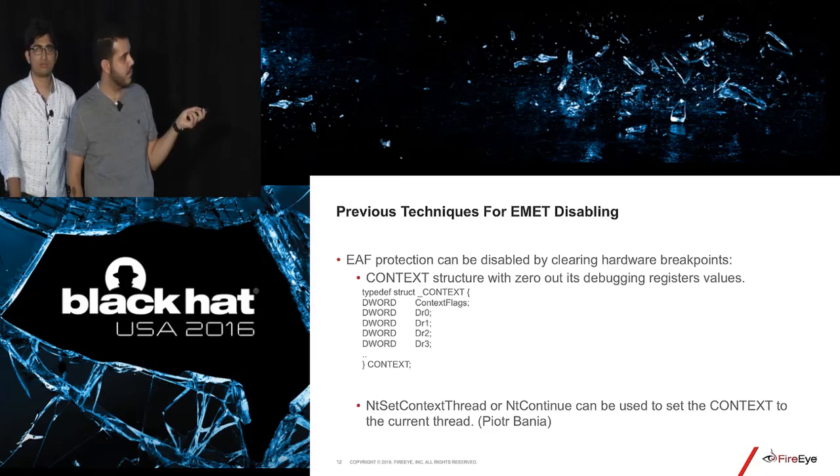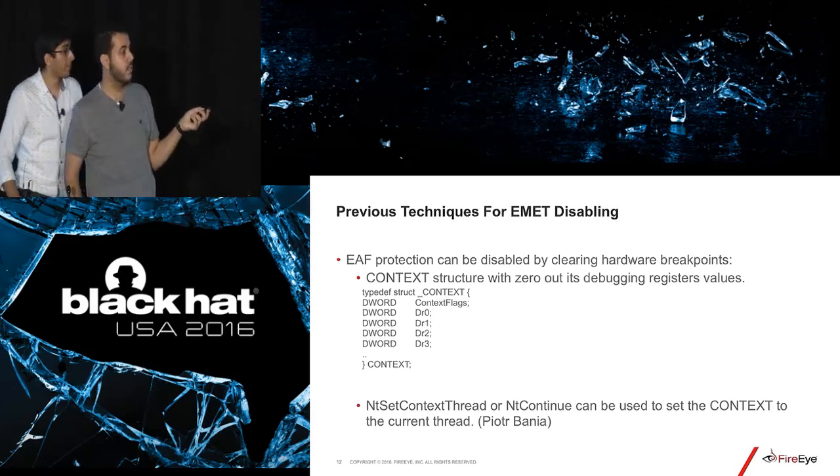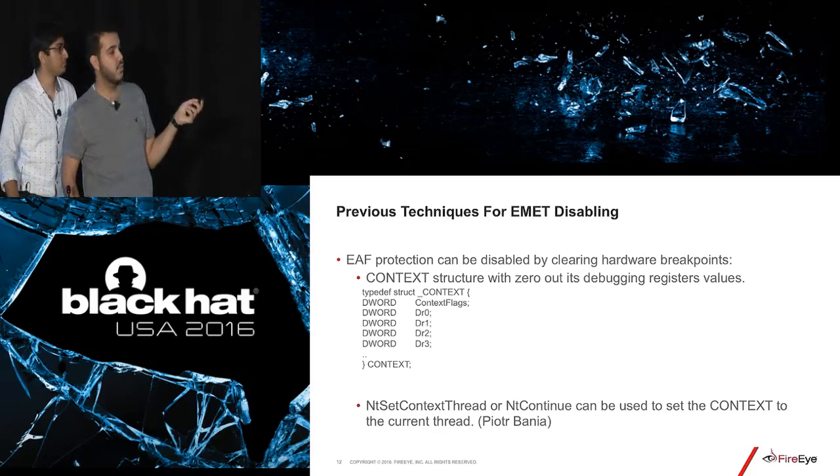We can see DR0, DR1, DR2, DR3. These debugging registers are being used by EMET to detect the shellcodes. So zero out these registers to disable the EAF protection. And then one needs to use the NtSetContextThread to set this zeroed-out context structure to the current thread and then disable the EAF protection.